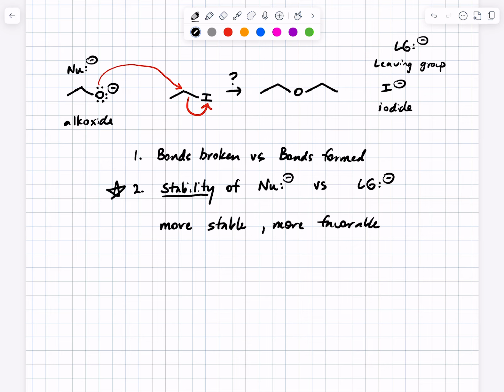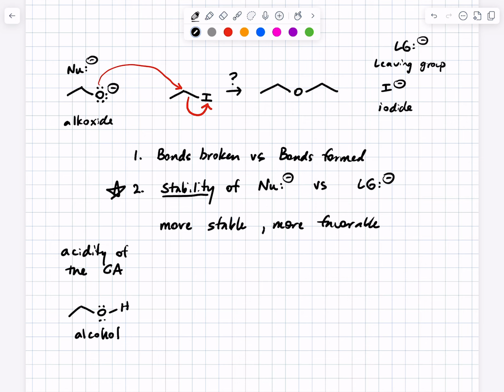It turns out one of the ways to compare the stability of things that are negatively charged is to consider the acidity of their conjugate acid, which I'm going to abbreviate as CA. So what is the conjugate acid of the alkoxide? That's what the alkoxide would be if it had attacked a hydrogen instead of a carbon. So the conjugate acid of the alkoxide is this molecule here, which is called an alcohol.